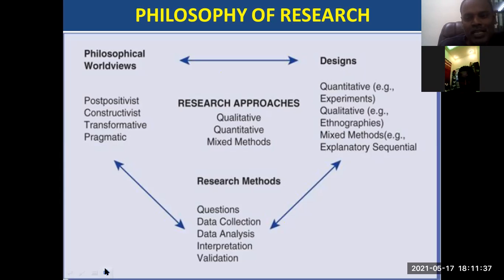Then once you finalize your research design based on your worldview, then you are able to choose your research method. Either you are going with the qualitative approach, quantitative approach, or mixed method approach. Based on that, you are going to choose your research method.